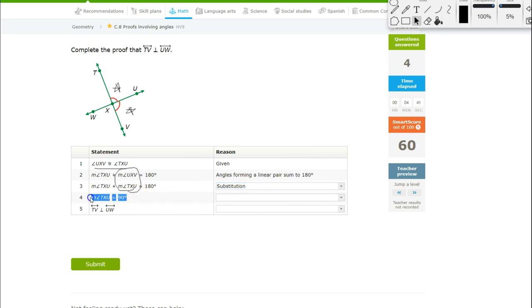And then what did they do to get here? Well, what they did is they combined these two terms to get 2 of those equals 180, and then they divided by 2. So the combining like terms and dividing by 2, they lump those 2 steps together as just algebra.